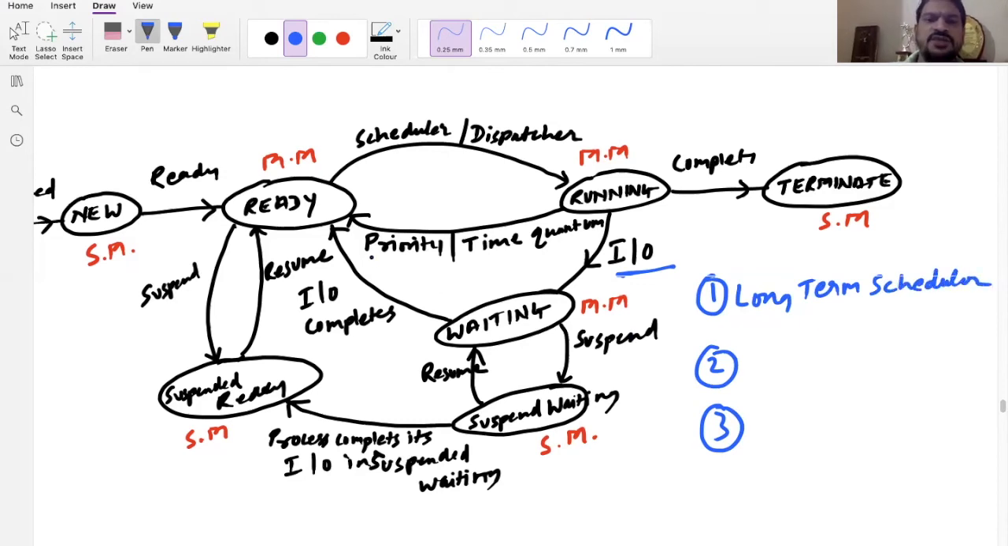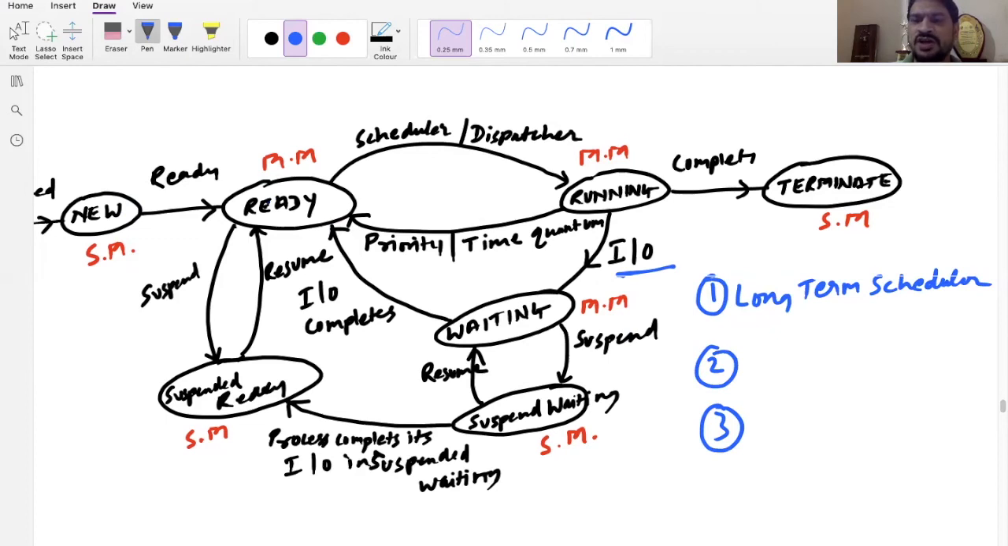What is the long-term scheduler? The long-term scheduler will take care of the scheduling from the new state to the ready state. Which processes I will take from the new state to the ready state will be taken care of by the long-term scheduler. A process will be taken from the new state to the ready state by the long-term scheduler.